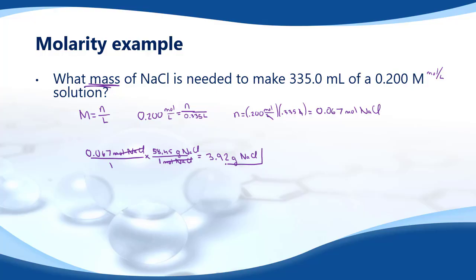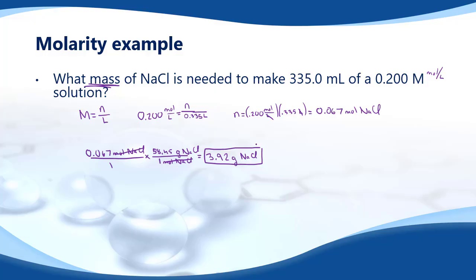So the way that I would go about making this solution is I'd measure out 3.92 grams of salt, pour it into my container, and then I would add enough water to bring it up to 335 milliliters, cap it, and invert it a few times in order to make sure everything fully mixes, and that is a 0.2 molar sodium chloride solution. Right, so if you were able to do gas laws, this is no different, straightforward calculation.